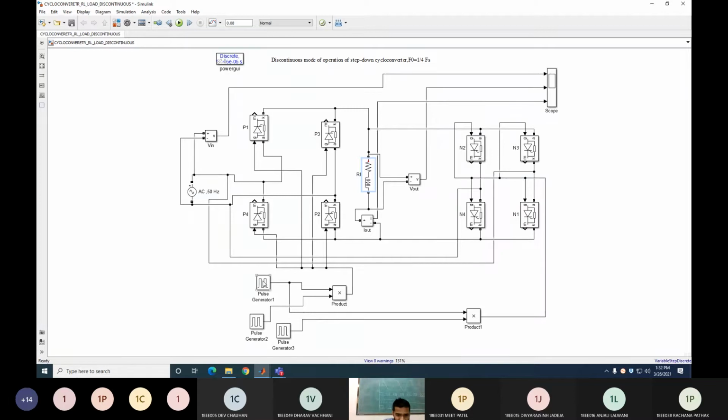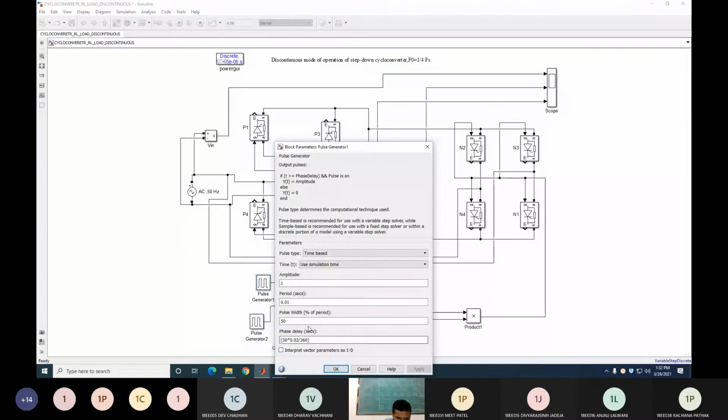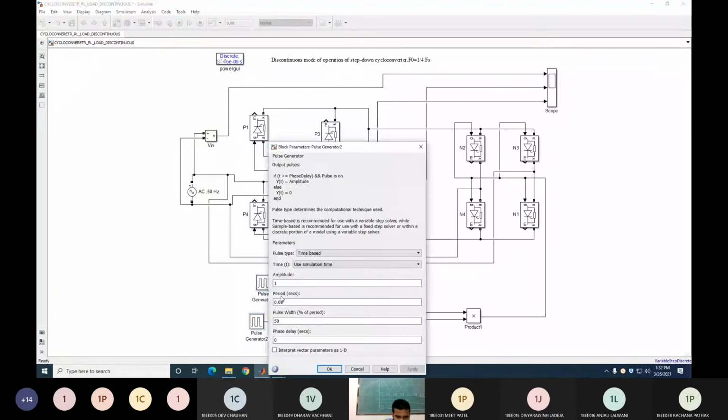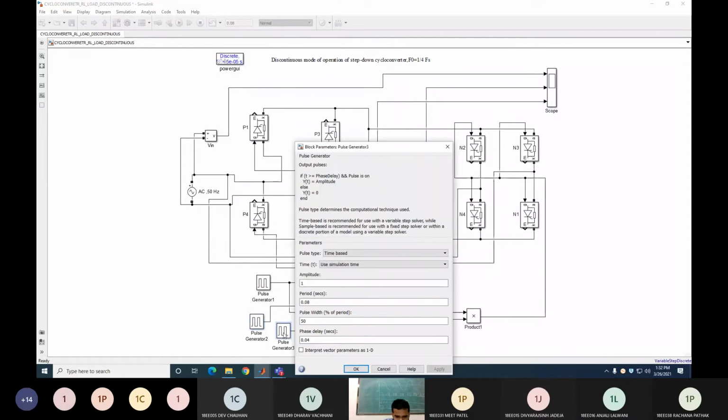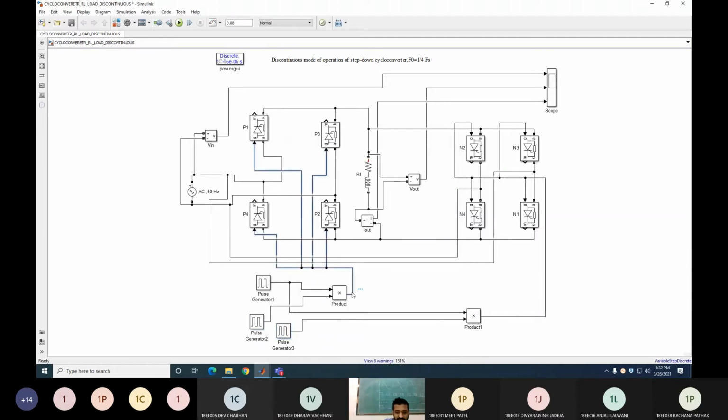Here again the pulse generators are as they are. Pulse generator number 1 has phase delay of 30 degree. Pulse generator number 2 period is 80 millisecond, 4 cycle, 50% pulse width and 0 phase delay. And the third pulse generator is also as it is with phase delay 40 milliseconds. Yes. So here the output generated across this load is measured by this wattmeter and current is also measured by this. So let's check the simulation result and understand the waveform.